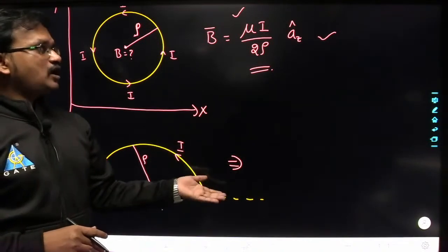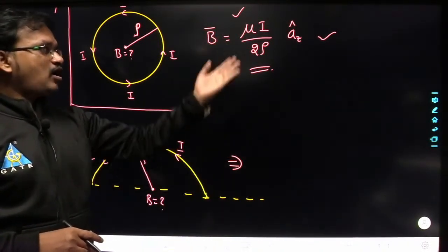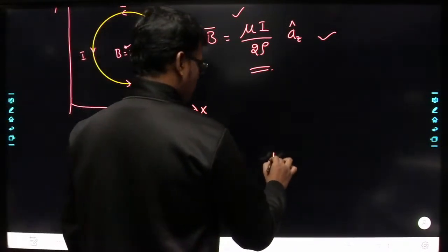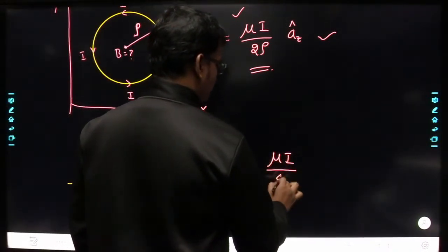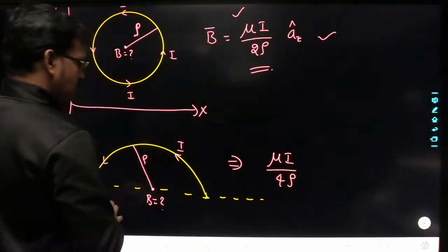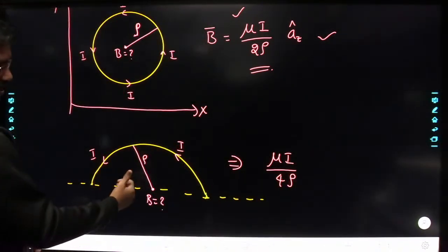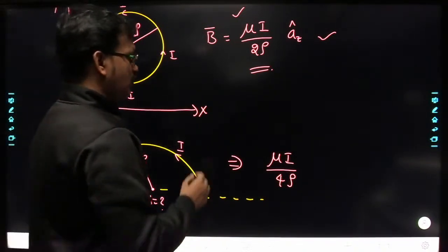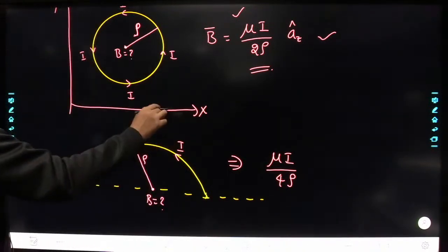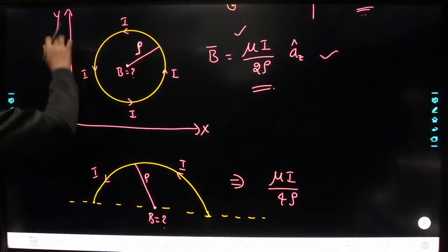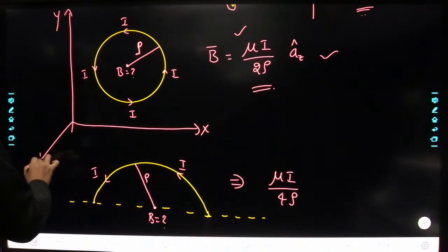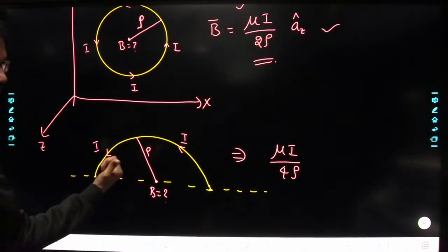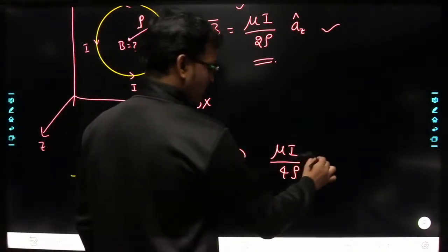And hence here you are going to get the B field half of this one. So that is mu I by 4 rho. Since here the current is flowing in anti-clockwise direction, the B field is going to point out of the board. According to this coordinate axis, the z axis will come out of the board. So here the B field is going to come out of the board, so I am considering a z cap.